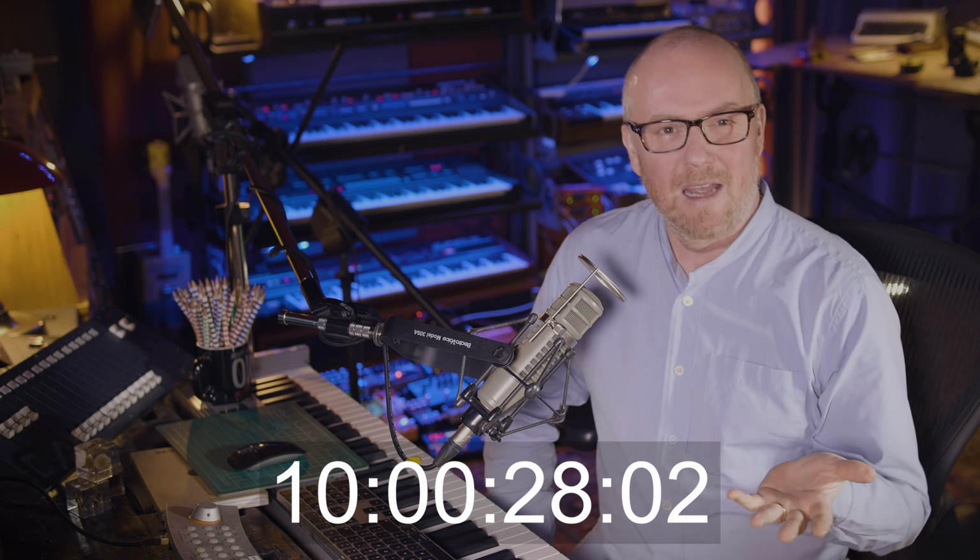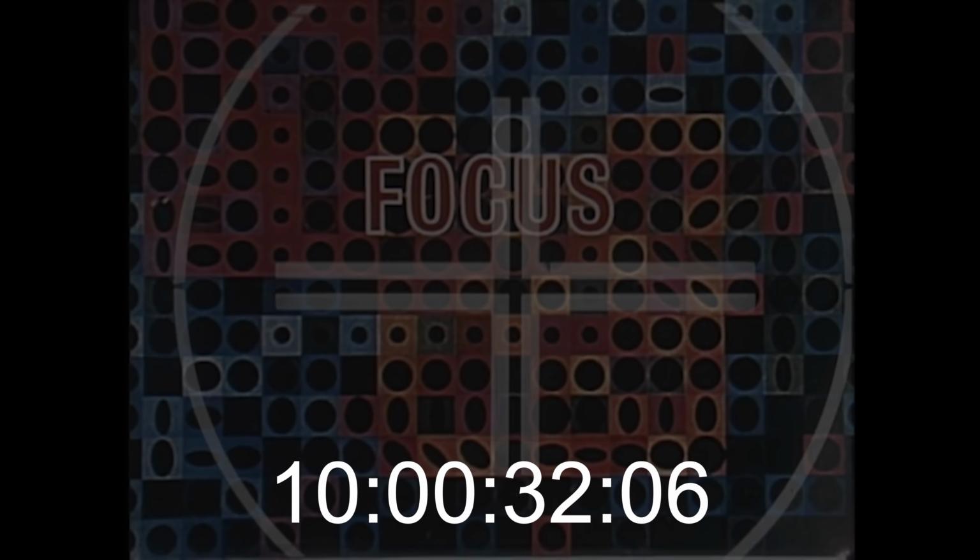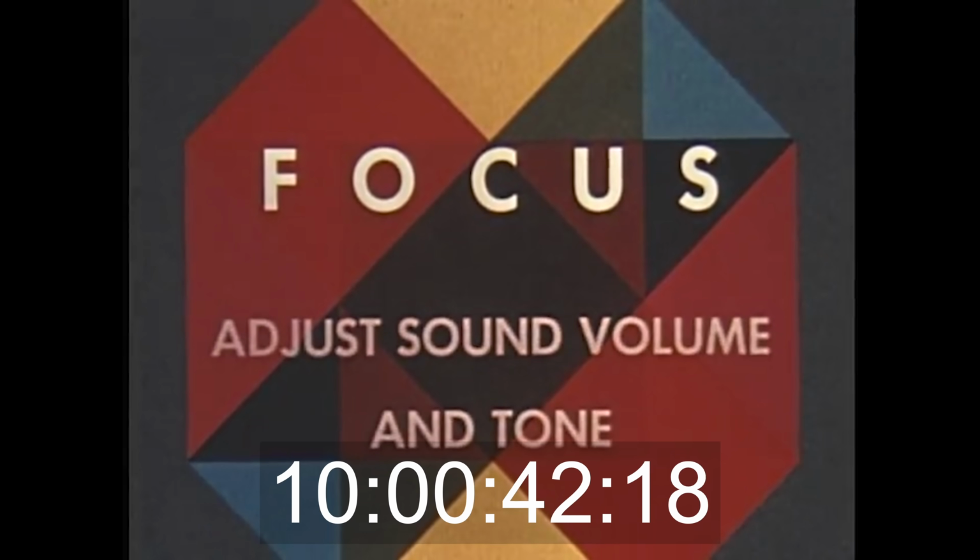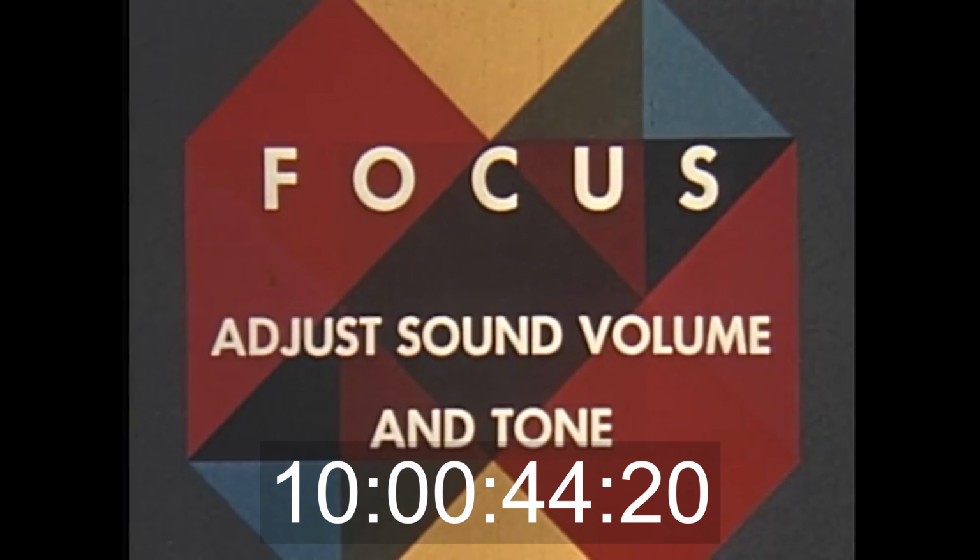But wait, it appears that we're 10 hours in. What have you missed? Well, it all concerns something that is absolutely fundamental to the production of moving pictures, and that is pre-roll, pre-spool, or leader. This leader is provided to permit the projectionist to complete adjustment of focus and sound level before the film begins.